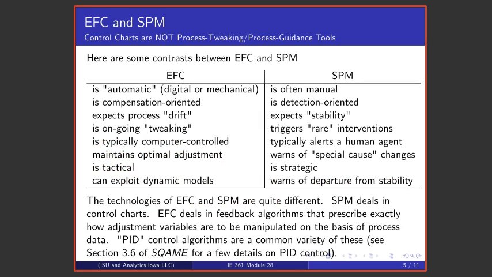Here are some contrasts between the two. Engineering feedback control is typically automated. It's either digital or mechanical. It's oriented towards making compensation. It expects a process to drift and basically is there to correct for drift. It is more or less ongoing process tweaking. It is typically computer control. It tries to maintain an optimal adjustment of a process. In some sense, it is tactical.